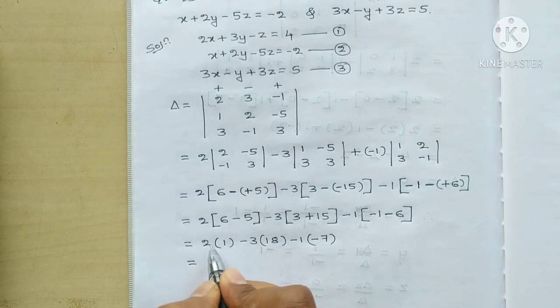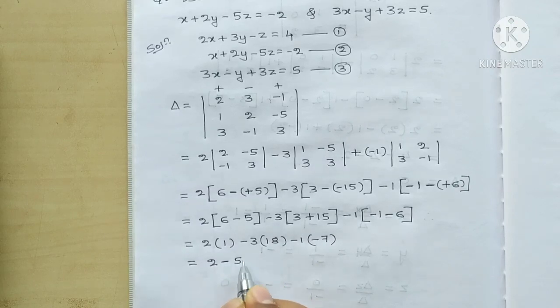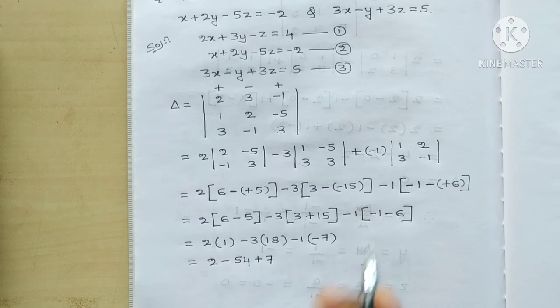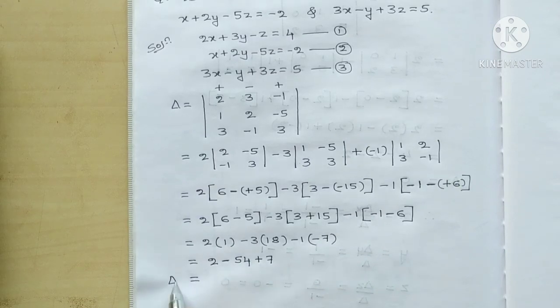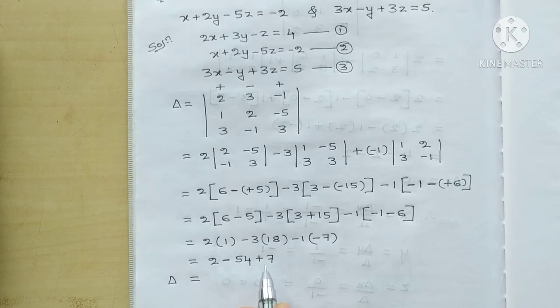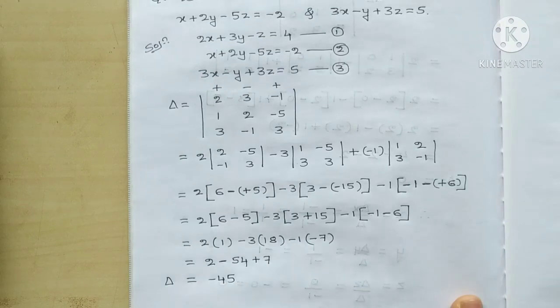So which is equals to, this is 2, minus I am going to keep it as it is, 18 into 3, 54. Next, minus into minus is plus, 1 into 7 is 7. Therefore delta is 2 minus 54 is minus 52, minus 52 plus 7 is minus 45. So this is the value of delta.